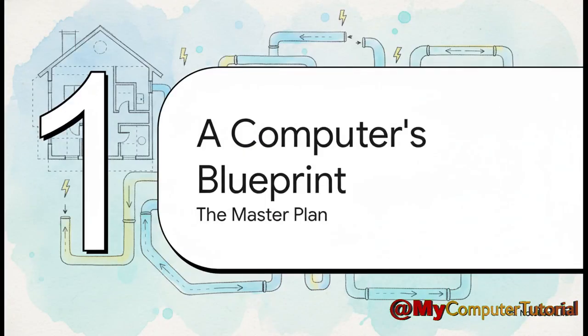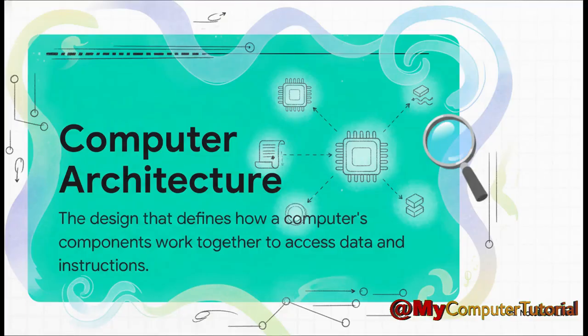All right, first up, let's understand the master plan. You can think of computer architecture just like the blueprint for a house. It doesn't just show you where the rooms are, right? It shows you how all the important stuff, the plumbing, the wiring, the hallways, all connects to make the whole house actually functional.